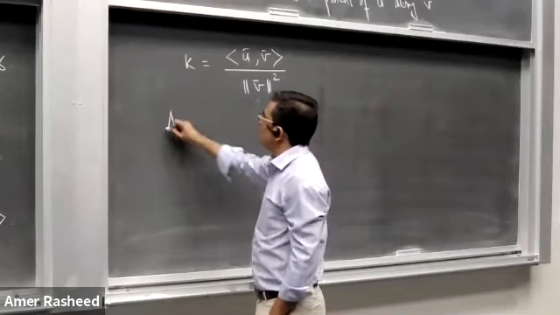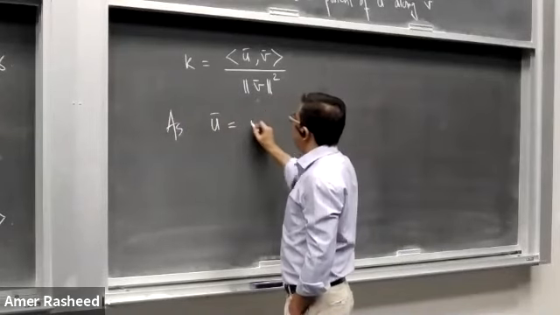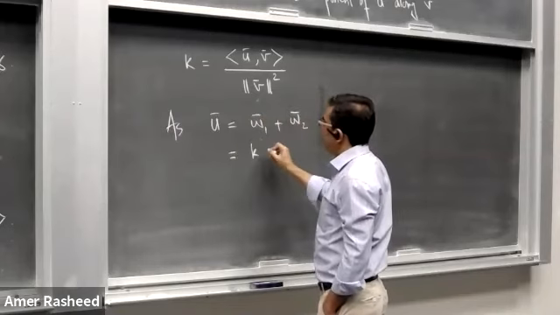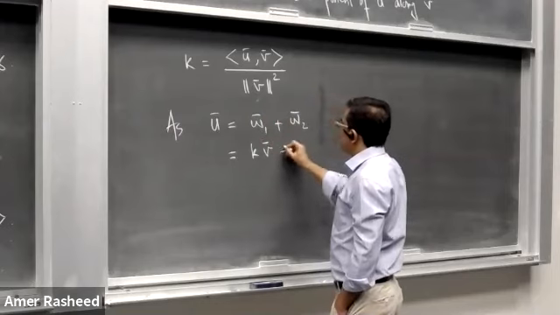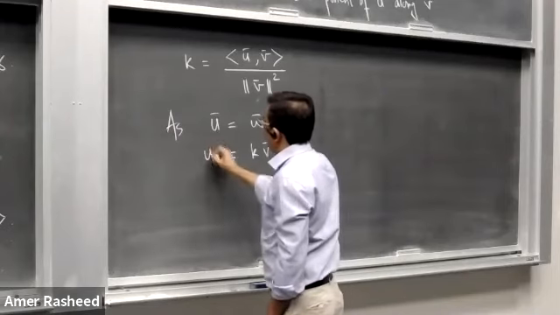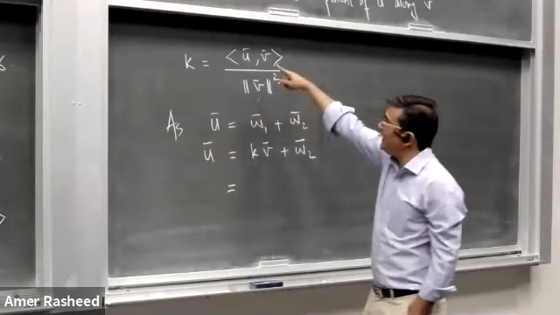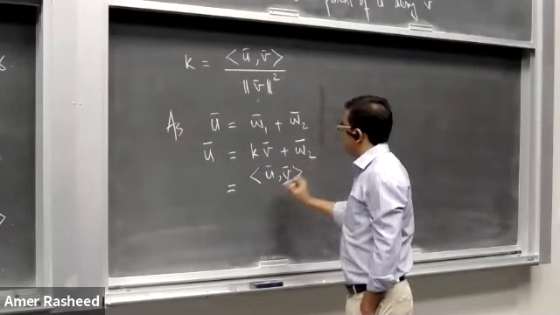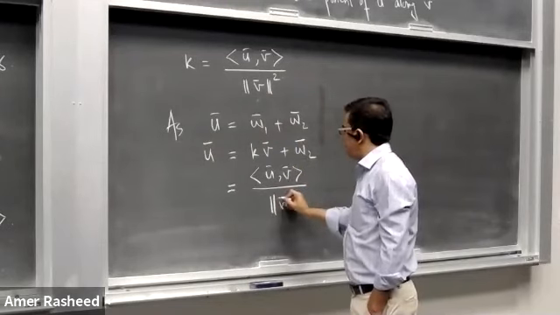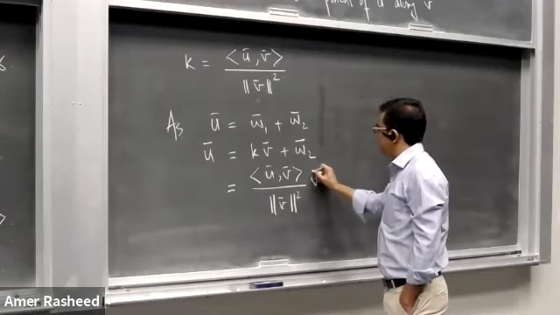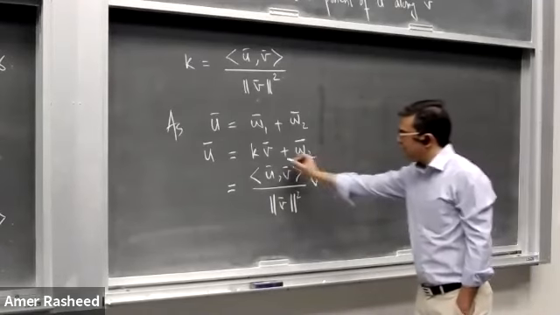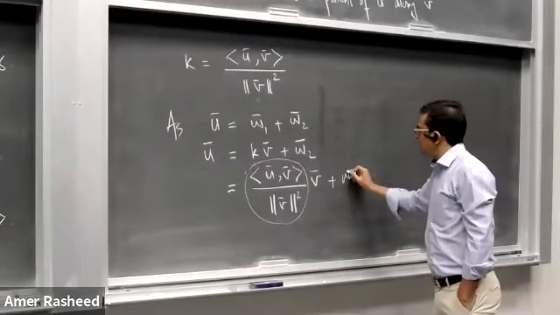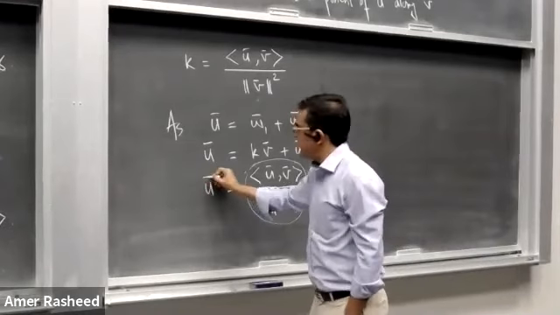As we know that u is what? U is w1 plus w2 vector. And we know that w1 is k times v, plus w2, u. Now, we know that k is what? K is inner product of u, v divided by norm of v square times v. Okay, now this is basically a scalar. This is a scalar, remember this. So plus w2, and here we have u.